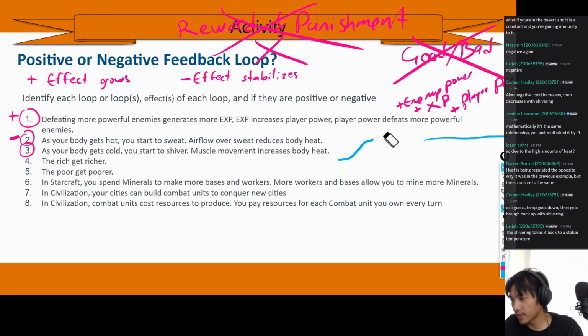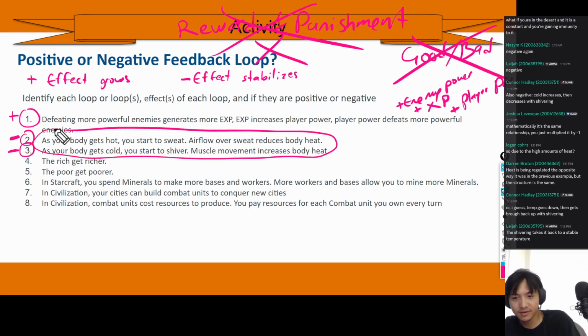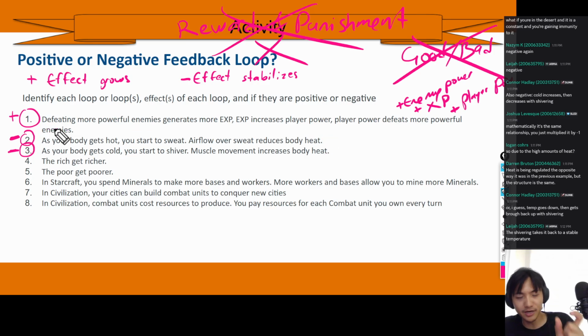So both of these work together. They're both part of negative feedback loops. Your body has an internal thermostat, right? Your body tries to regulate your heat because it has a certain operating temperature. It needs to operate at that, otherwise problems occur. So it tries hard to maintain that.